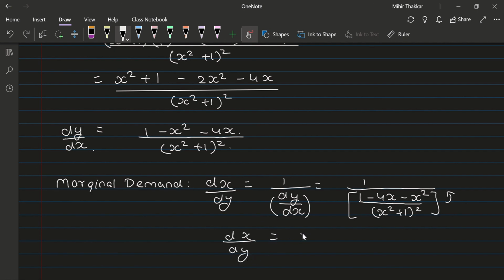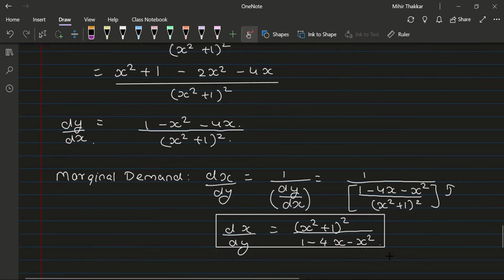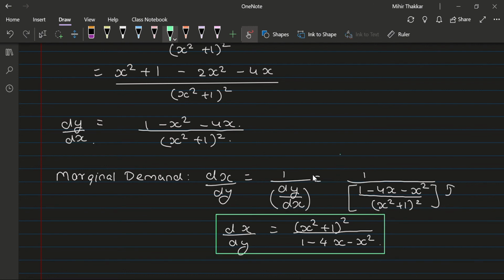is equal to x square plus 1 the whole square divided by 1 minus 4x minus x square. So yes guys, that is our sum number 2 of question number 2. Again a very easy sum.